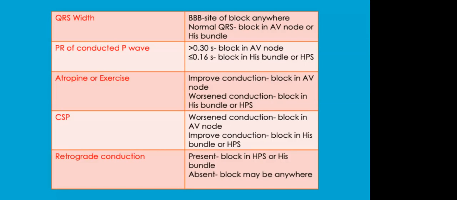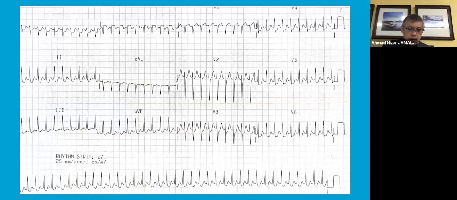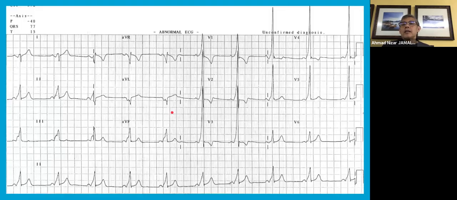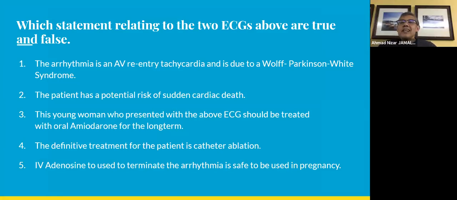Okay, next slide, please. Questions. Yeah. So the next 2 ECGs show one is this tachycardia, and this is post reversion, right? So let's look at the questions now. All right. Tan, have you tabulated all the answers? Which statements relating to the 2 ECGs above are true and false? The arrhythmia is an AV re-entry tachycardia and is due to Wolff-Parkinson-White syndrome.